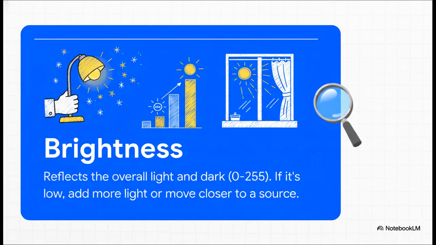Next up, brightness. This one's easy. It's a simple scale from 0 to 255 that tells you how bright your picture is. If that number is looking a little low, the solution is usually pretty simple. Get more light. Either move closer to a window or just flick on a lamp.